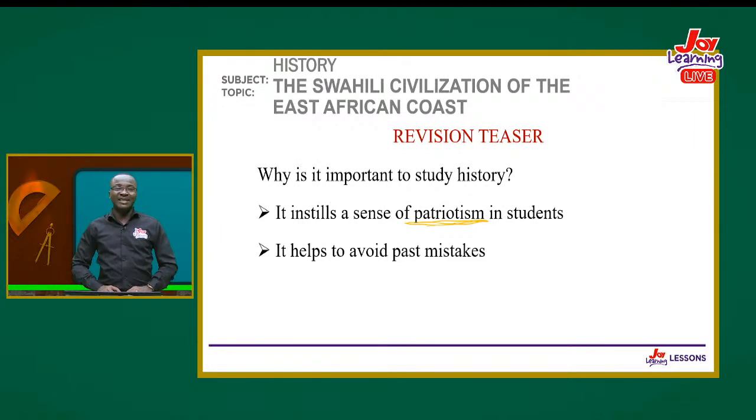Now the second importance is that the study of history also helps us to avoid past mistakes. As we review our past, we look critically at some of the decisions and steps that were taken by some people, be it political leaders, social leaders, or economic activities. Then we look at where we went wrong and how it affected us negatively. So once we're able to review the past and study important events, we are able to fish out the steps that did not help us, that probably did not allow us to reach the level we would have loved to reach.